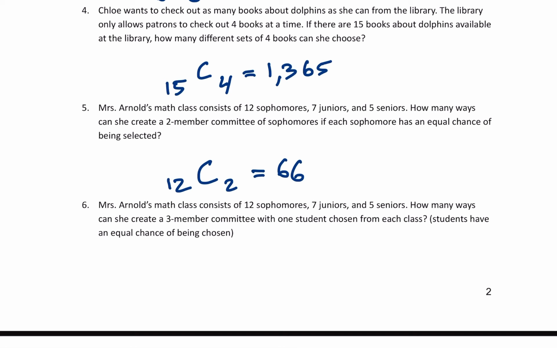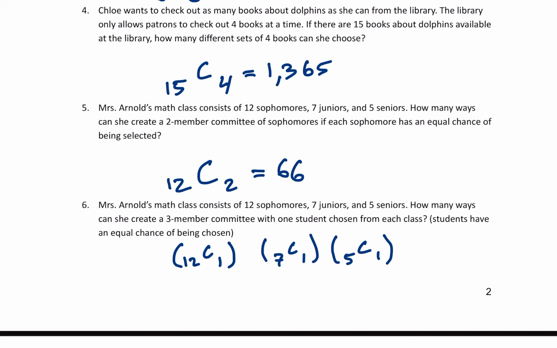Now in the same math class, we still have 12 sophomores, 7 juniors, and 5 seniors. How many ways can she create a 3-member committee with 1 student from each class? Just looking at the sophomores first, we have 12, and we're only choosing 1. So that is going to be our sophomores. And then we have 7 juniors, and we're still only choosing 1 from that class. And then we have 5 seniors, and we're only choosing 1 from that class or grade.